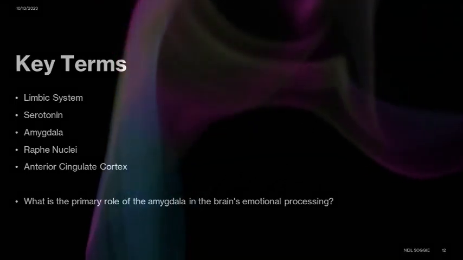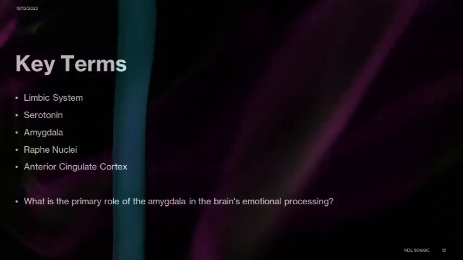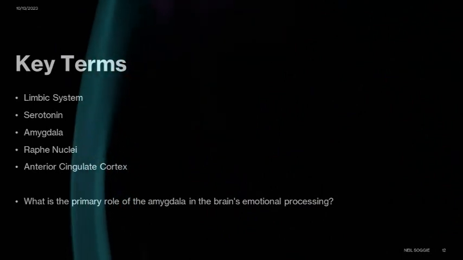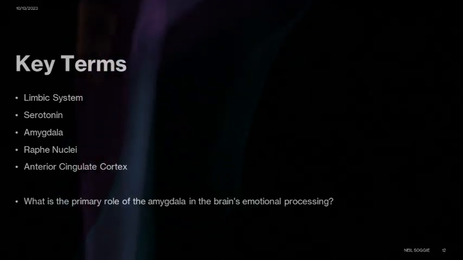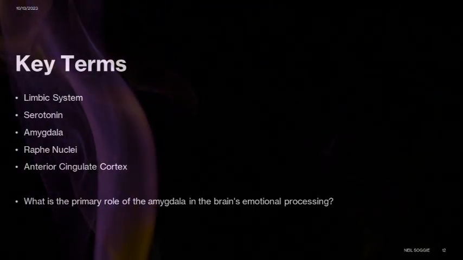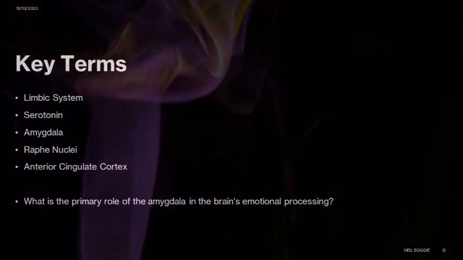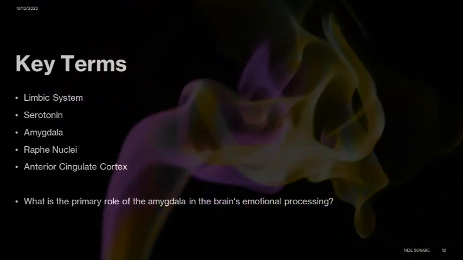The amygdala, remember, is that almond-shaped brain structure crucial for processing and regulating emotions, particularly fear. The raphe nuclei are brainstem nuclei responsible for producing serotonin and regulating emotional states. The anterior cingulate cortex is that region of the brain involved in processing social and moral emotions like shame and disgust, and of course happiness. What is happiness? It's a positive emotional state associated with the release of neurotransmitters like dopamine and endorphins.